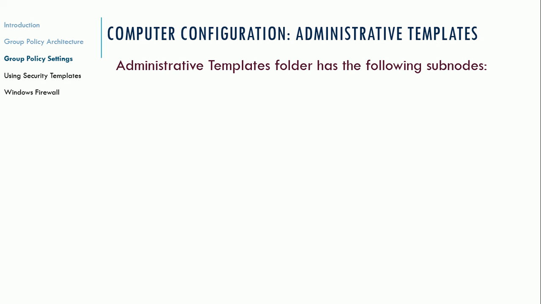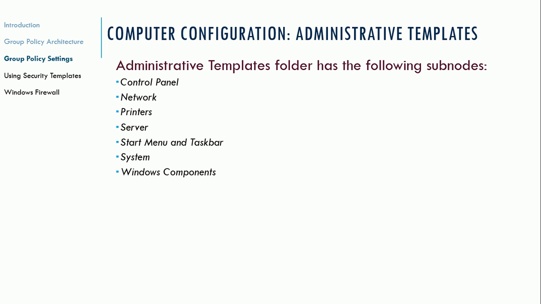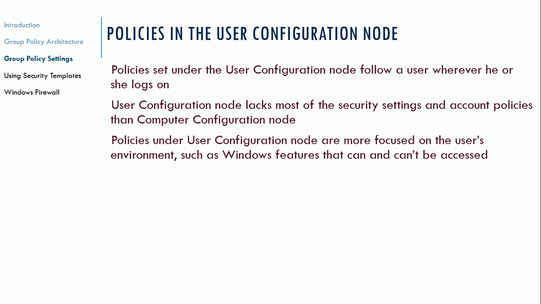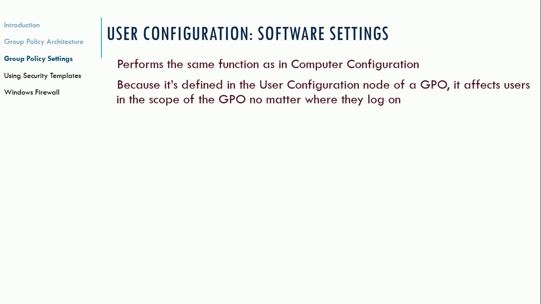And then you have administrative templates. So the administrative templates folder has a couple of subnodes, which you can see here in my PowerPoint. But the policy in the user configuration node. Policies set under the user configuration node follow a user wherever he or she logs on. The user configuration node lacks most of the security settings and account policies that the computer configuration node has. So you have sort of a subset of security settings for the user node, and you have more options under the computer configuration node. And then you have software settings under computer configuration.